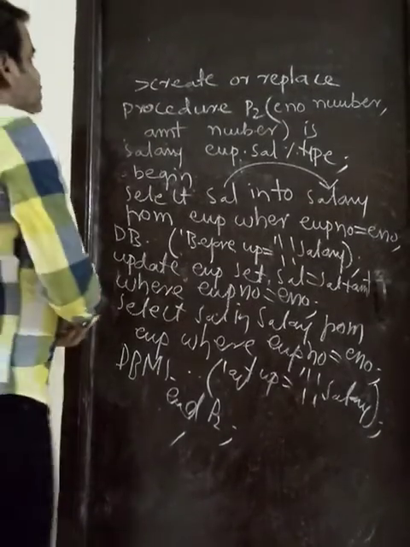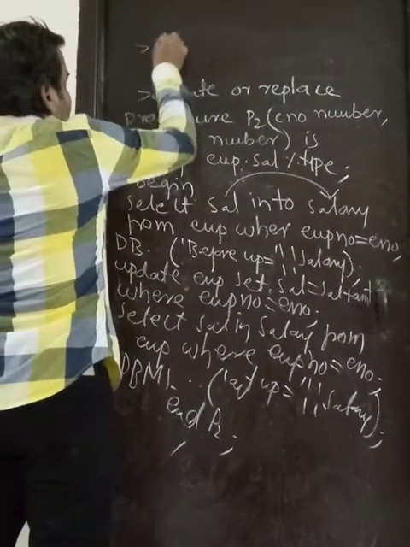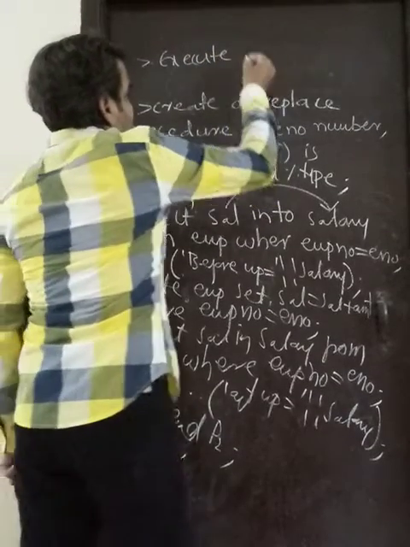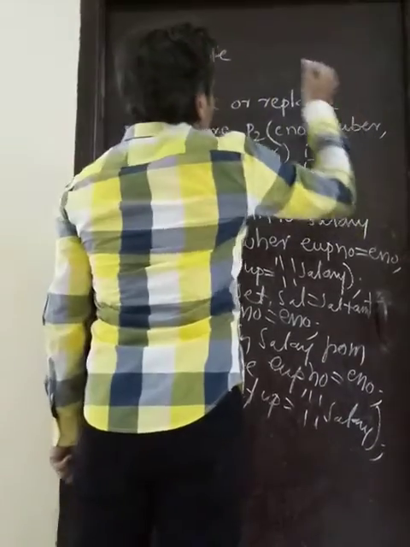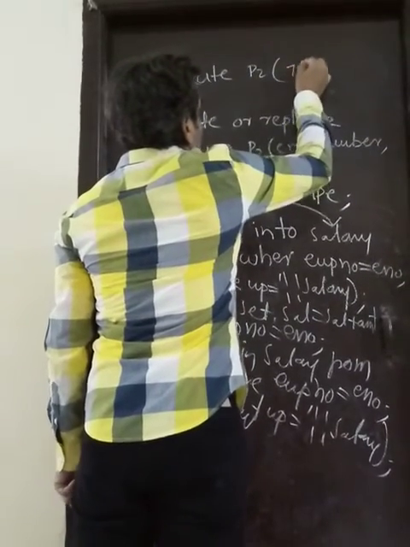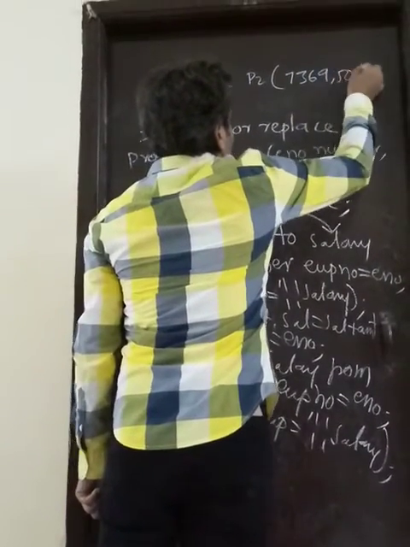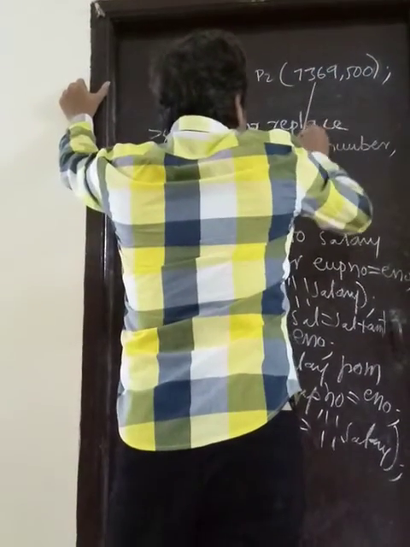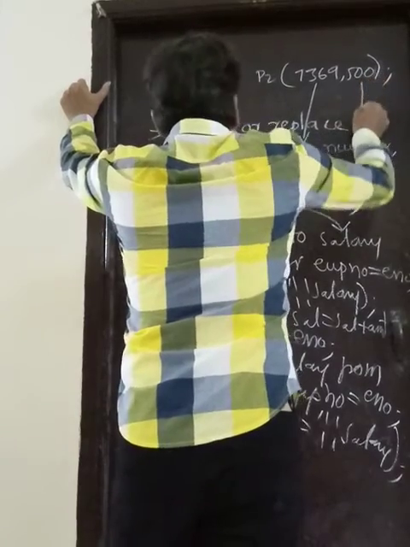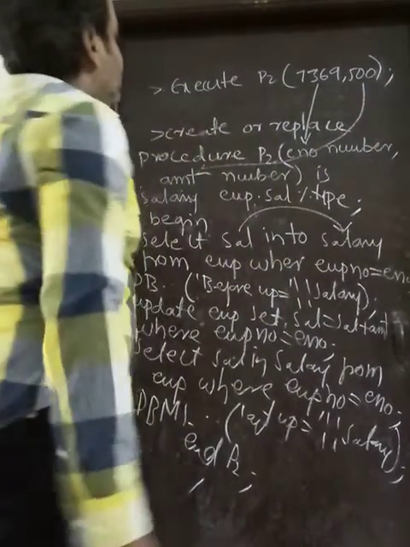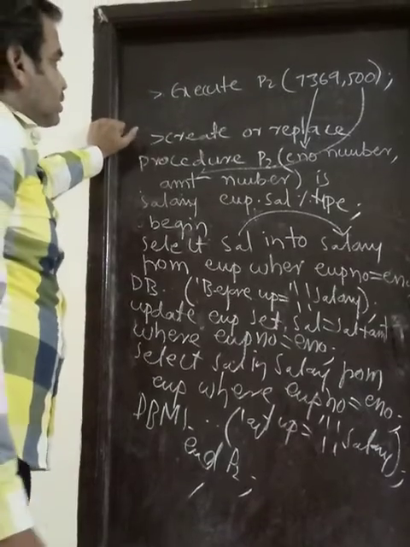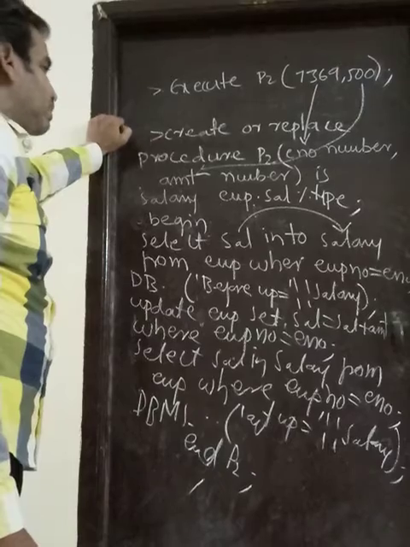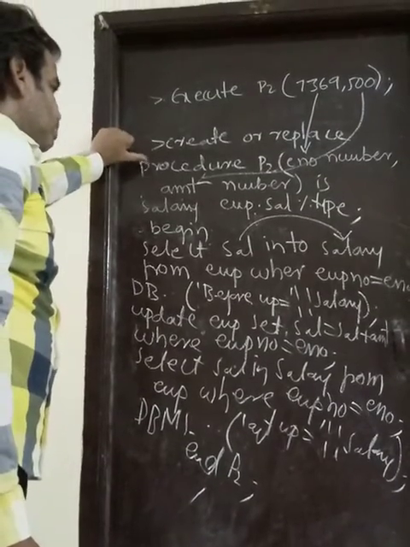So with the help of execute command, after writing I am using execute command. Execute, procedure name is P2, I am passing 7369, amount is 500. So employee number 7369 I am passing, and amount 500 also passing. Okay, to run procedure we should use the execute command. I am passing 7369, that will be received by the employee number, and 500 will be received by the amount.